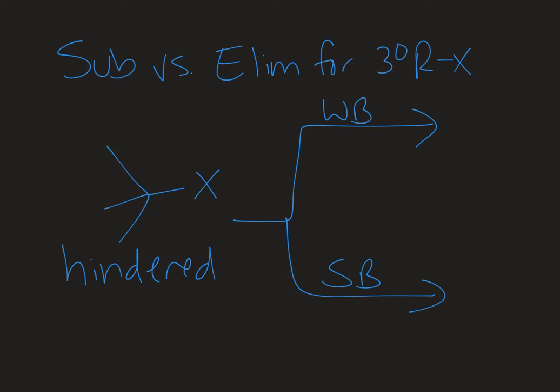In this video, we're going to look at the competition between substitution and elimination reactions for a tertiary alkyl halide. So this is the most hindered system we'll see. We have three alkyl groups coming off of the carbon with the leaving group on it, and so that hindrance is definitely going to impact what type of reaction we see.